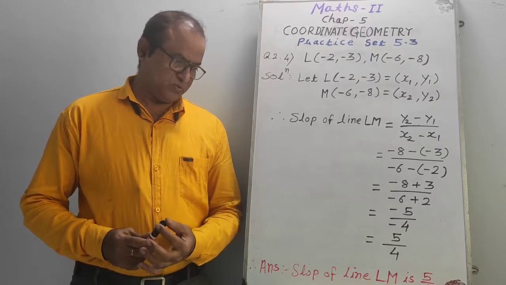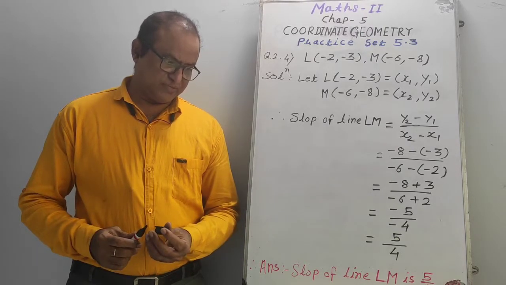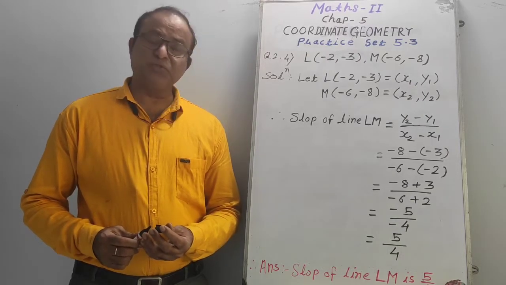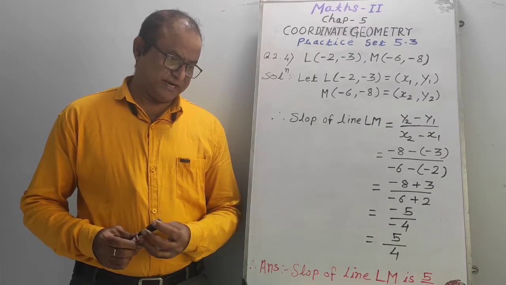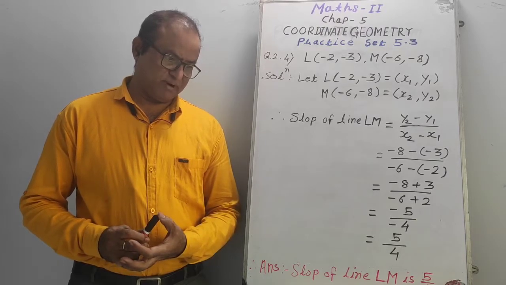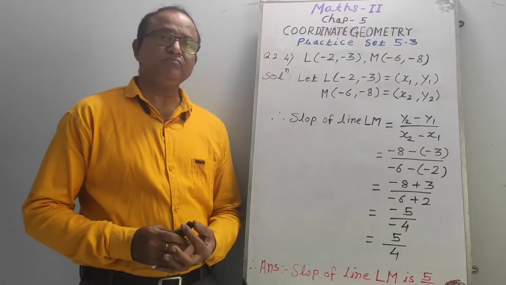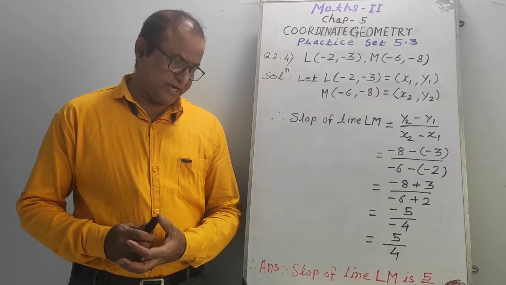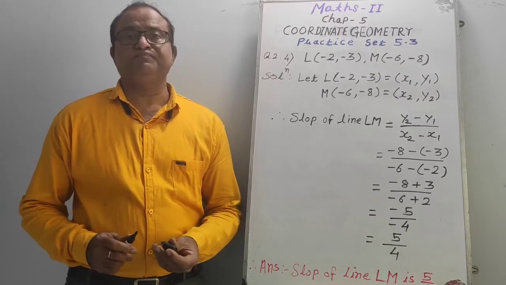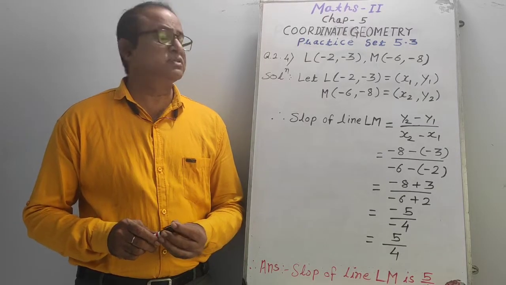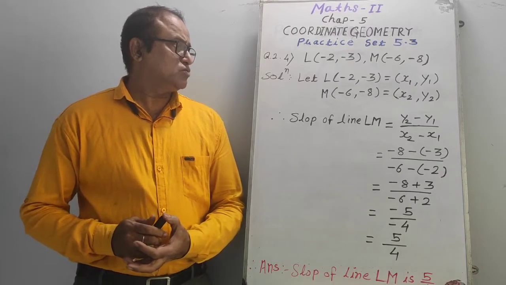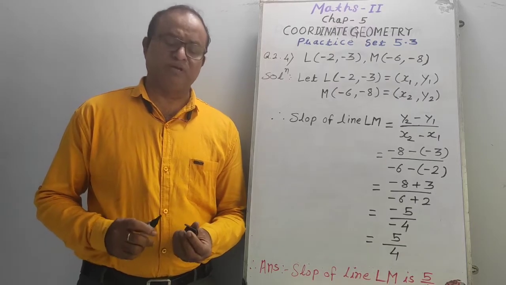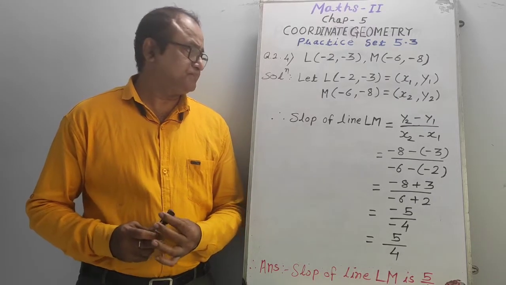I am reading question number 2. Find the slope of the line passing through the given points. Example: L(-2, -3), M(-6, -8). In this example, we have to find the slope of the line passing through the points, and the slope of the line passing through the points can be found by the slope formula, which is y2 minus y1 upon x2 minus x1.